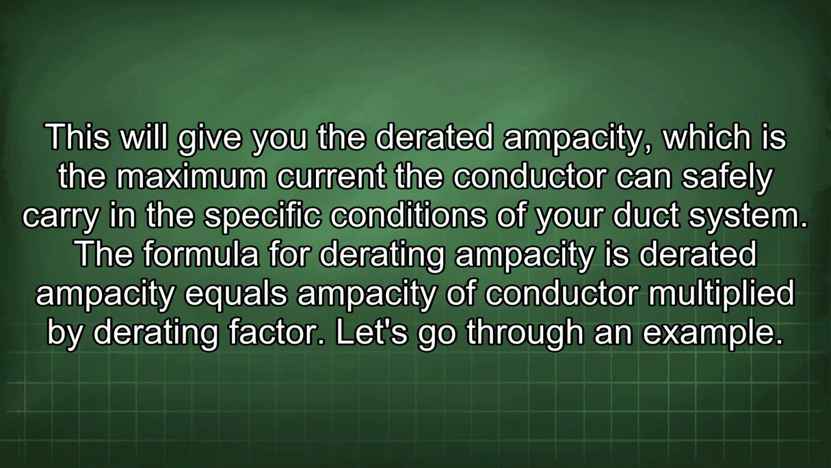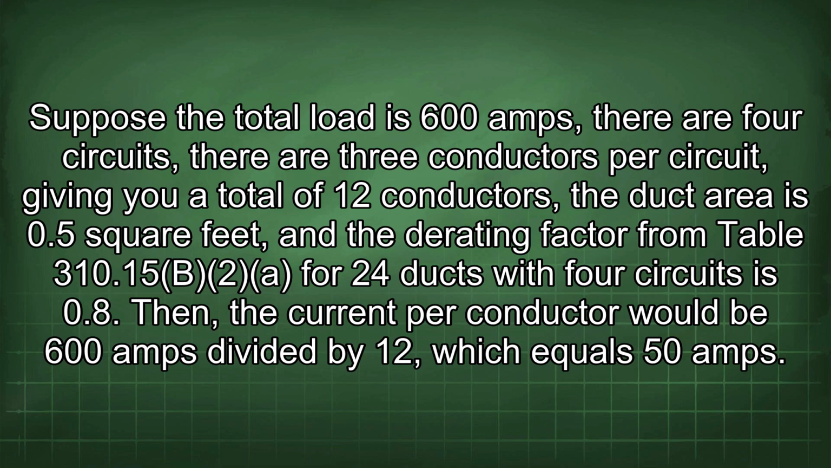Let's go through an example. Suppose the total load is 600 amps. There are 4 circuits. There are 3 conductors per circuit, giving you a total of 12 conductors. The duct area is 0.5 square feet, and the derating factor from Table 310.15(B)(2) for 24 ducts with 4 circuits is 0.8.